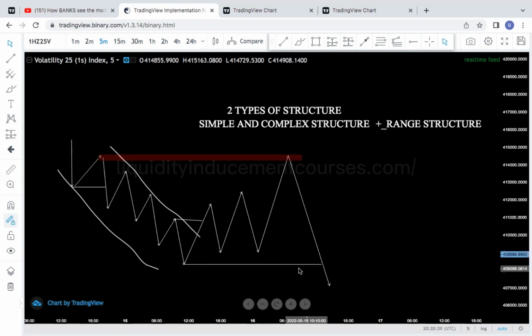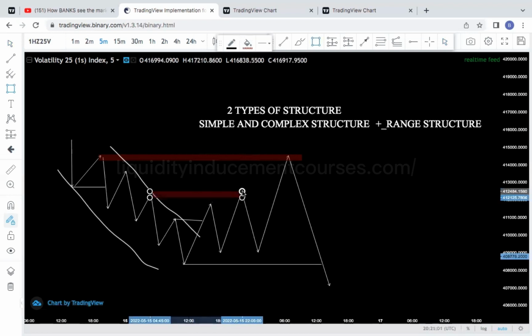Okay, so simple structure is when we have price printing out clear structures, lower highs, lower lows, or higher highs, higher lows, or weak high, strong low, or strong high, weak low, as the case. Okay, now the structure becomes complex when we are still in the trend, but price gives us a change of character and then pulls back the first time to mitigate a demand level somewhere inside of the internal structure. Oh, I just remembered something I need to add to it. Internal structure.